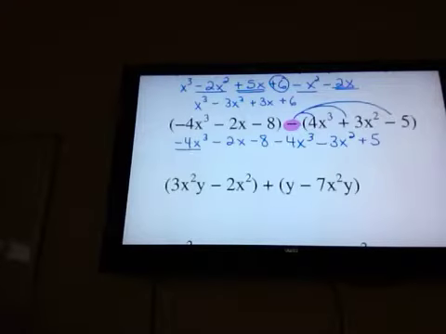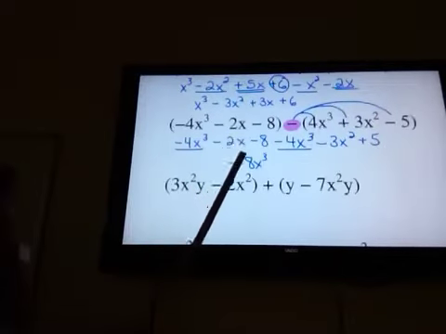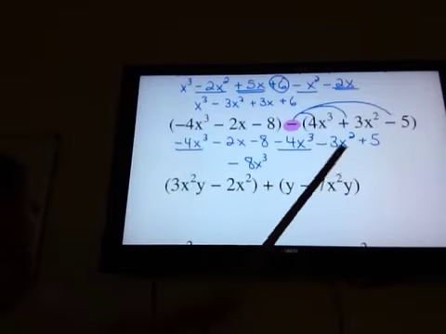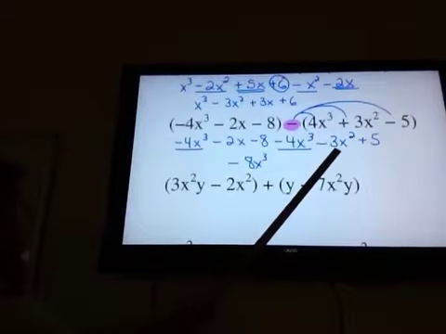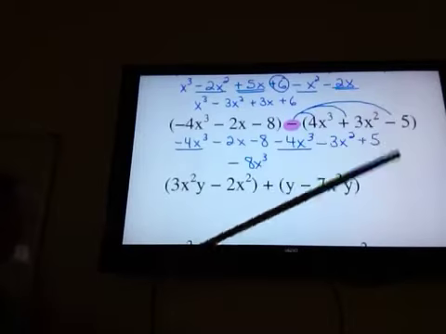X to the third, x to the third. Negative 4 and negative 4 do not cancel each other out. It's not negative and positive. Negative 4 and negative 4 gives me negative 8, x to the third. I have a minus 2x, nothing to combine it with. I have a minus 3x squared, nothing to combine it with.